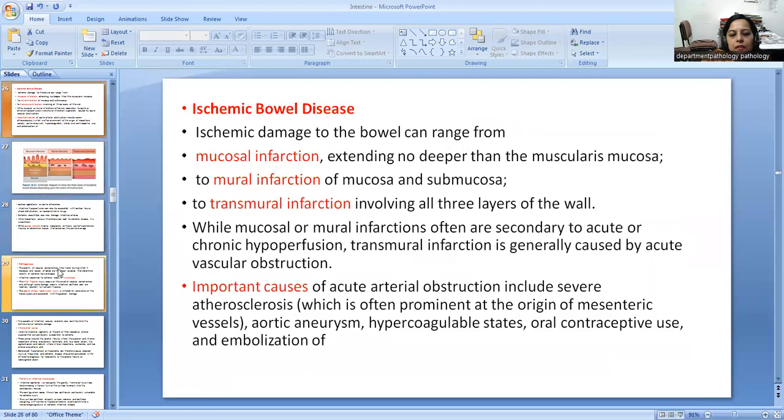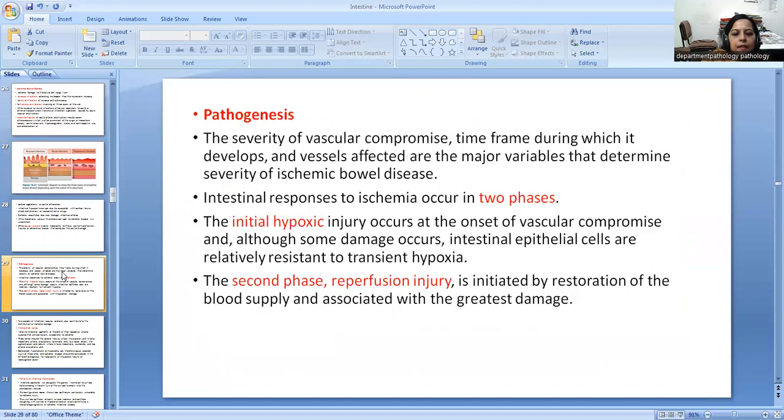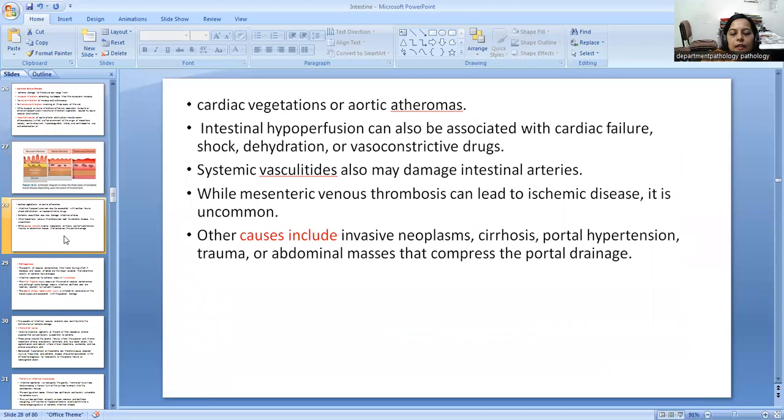So the other risk factors for arterial obstruction are intestinal hypoperfusion, which can also be associated with cardiac failure, shock, dehydration, or vasoconstrictive drugs. Systemic vasculitis and other causes include invasive neoplasms, cirrhosis, portal hypertension, trauma, or abdominal masses that compress the portal drainage.